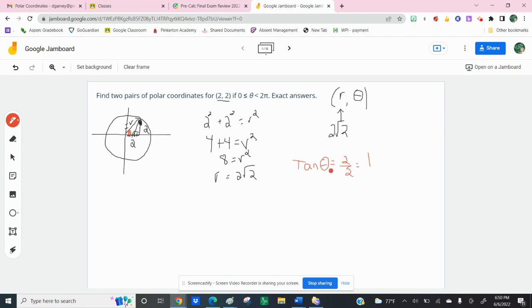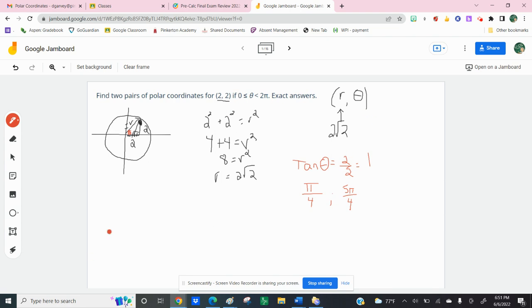And then you're going to have to go to your unit circle and look to see, well, where does the tangent equal 1? There are actually 2 places where it'll equal 1. It equals 1 at π over 4, but it'll also equal 1 at 5π over 4 in the third quadrant. And they are both within the limits between 0 and 2π.